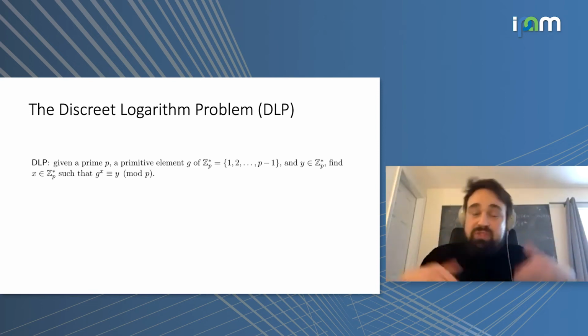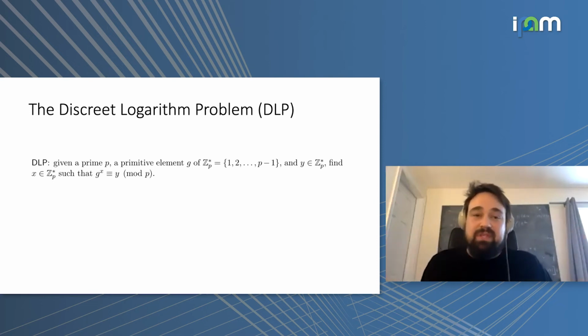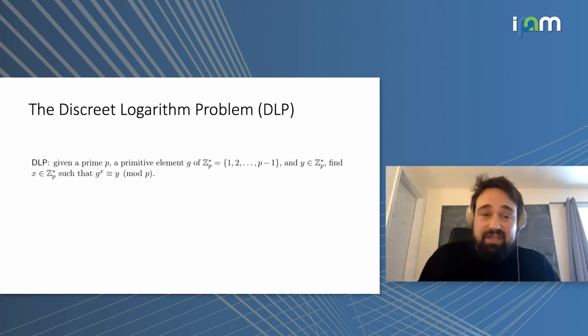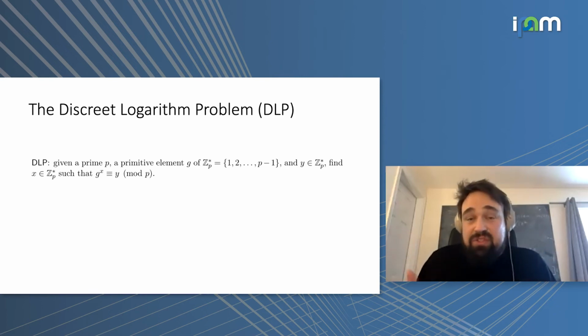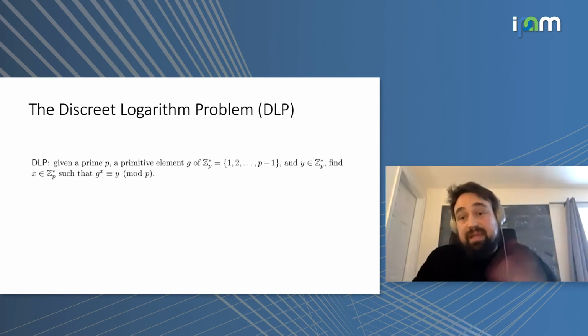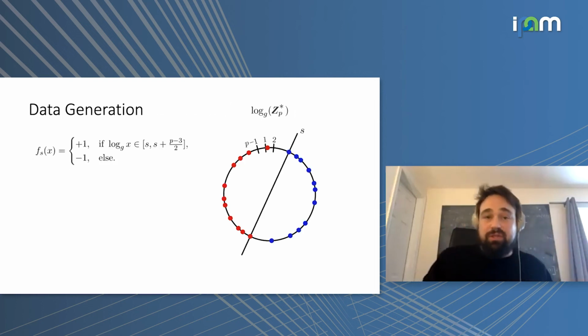So you want to take the discrete logarithm of y with respect to g. Most of the standard cryptography schemes use this as a classical one-way function. They're based on the hardness of this problem. It's generally not believed that there is a classically efficient algorithm that allows you to do that. And so based on that problem, we now try to construct a classical data set that will be hard to learn for a classical classifier, but that a quantum classifier using these kernels could learn.